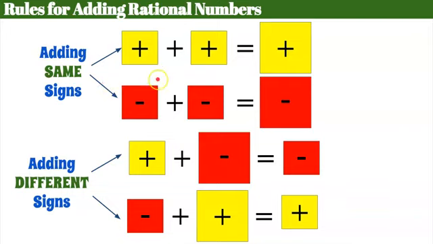Same sign, add and keep the sign. Different signs, subtract the smaller absolute value from the larger and take on the sign of the larger absolute value.